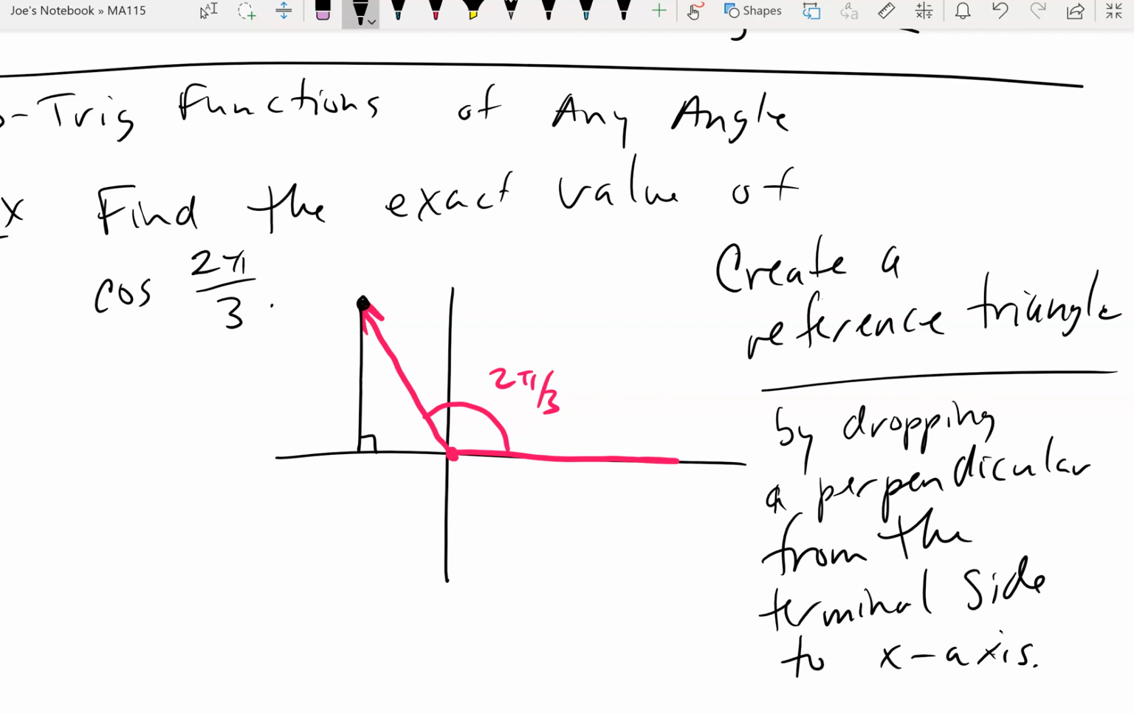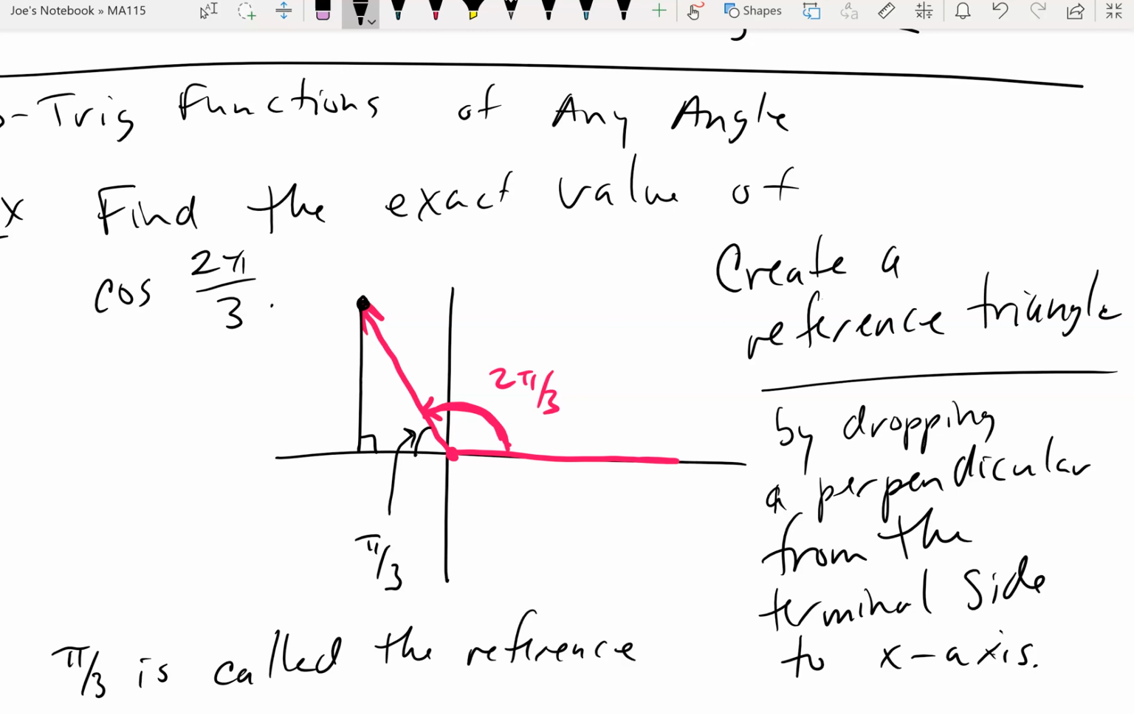Now, why did I do that? Well, notice here I've made a right triangle. And we're going to use this right triangle to give me the values for the cosine of this particular angle, or whatever values I want. So if this angle we drew here is 2 pi over 3, what does this angle right here have to be? It has to be pi over 3, right? We agree? Okay. So we refer to pi over 3 as the reference angle for 2 pi over 3.